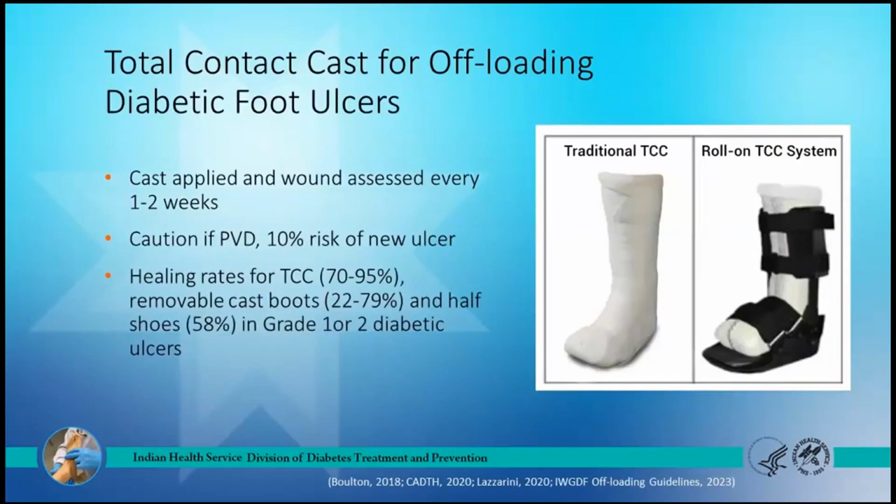Total contact cast: your cast is applied every 1 to 2 weeks. You should have caution with patients with PVD. Again, with pressure, if you're having too much pressure in a long location, you can have new ulcers develop. The total contact cast is the gold standard, as the healing rate is 70 to 95% with its use. A removable cast boot is 22 to 79%, and half shoes are 58% in these grade 1 and grade 2 diabetic ulcers.